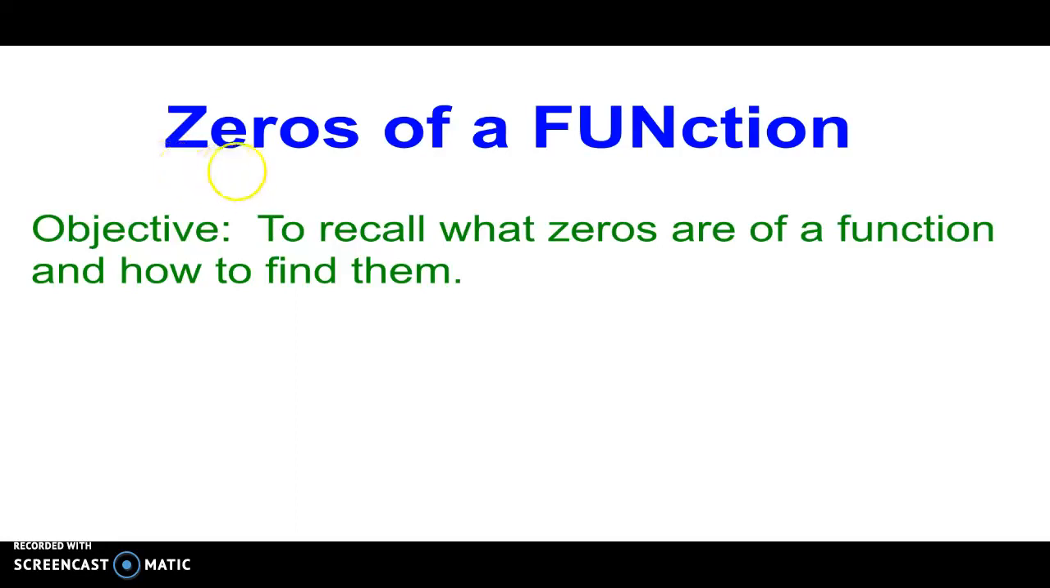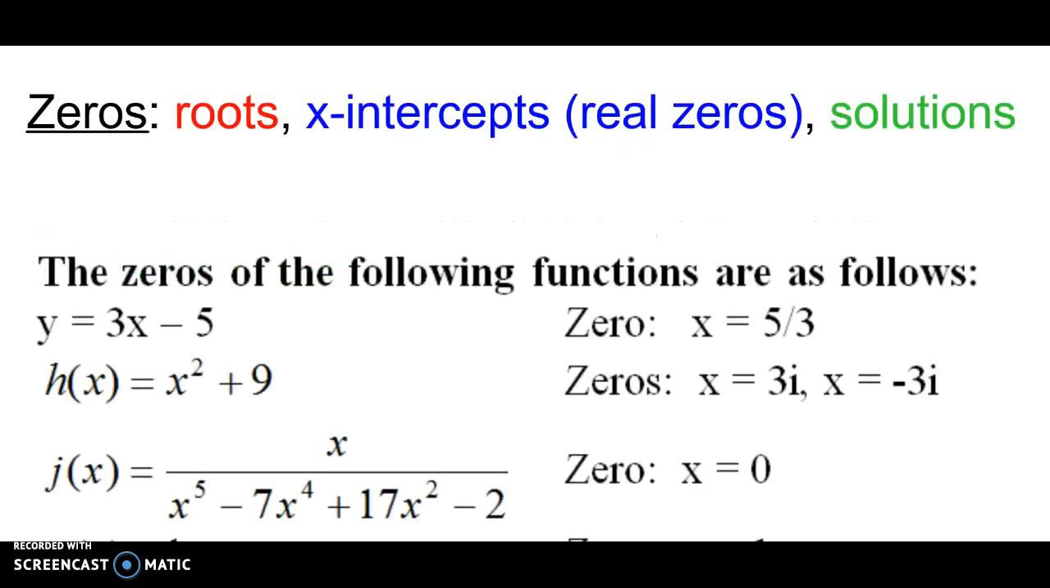All right, let's talk about zeros of a function. Zero the hero. So, zeros. We have a lot of different words that we could use for zeros. You've probably heard of roots. Think about what roots are. X-intercepts, and those are real zeros. What could that mean? What would not be real? And then solutions. So these three terms we could use to describe zeros.